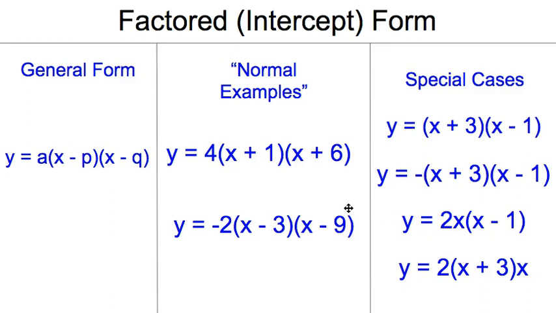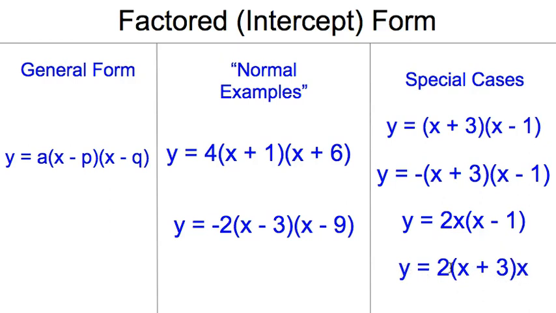But we can also have a case where p is 0. So if I had a set of parentheses where it was x plus 0, x plus 0 is just x. There's nothing else to do there. So I wouldn't need that set of parentheses, and I would just have a times x times quantity x minus q. Now likewise, we can also think about when q is equal to 0, and we would just have an x here at the end.